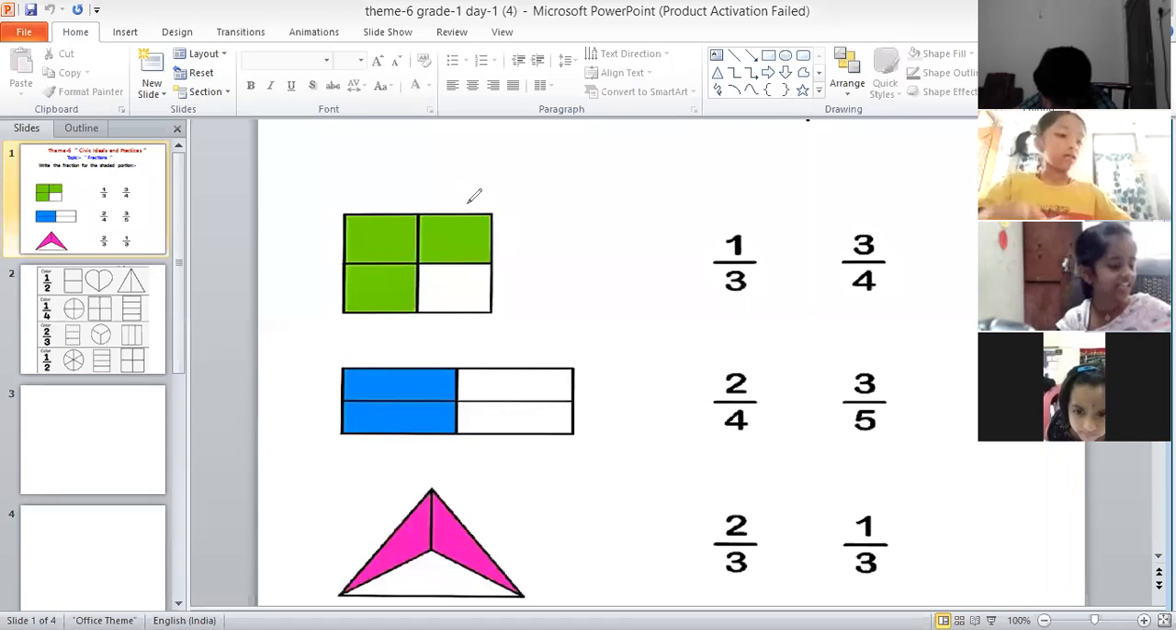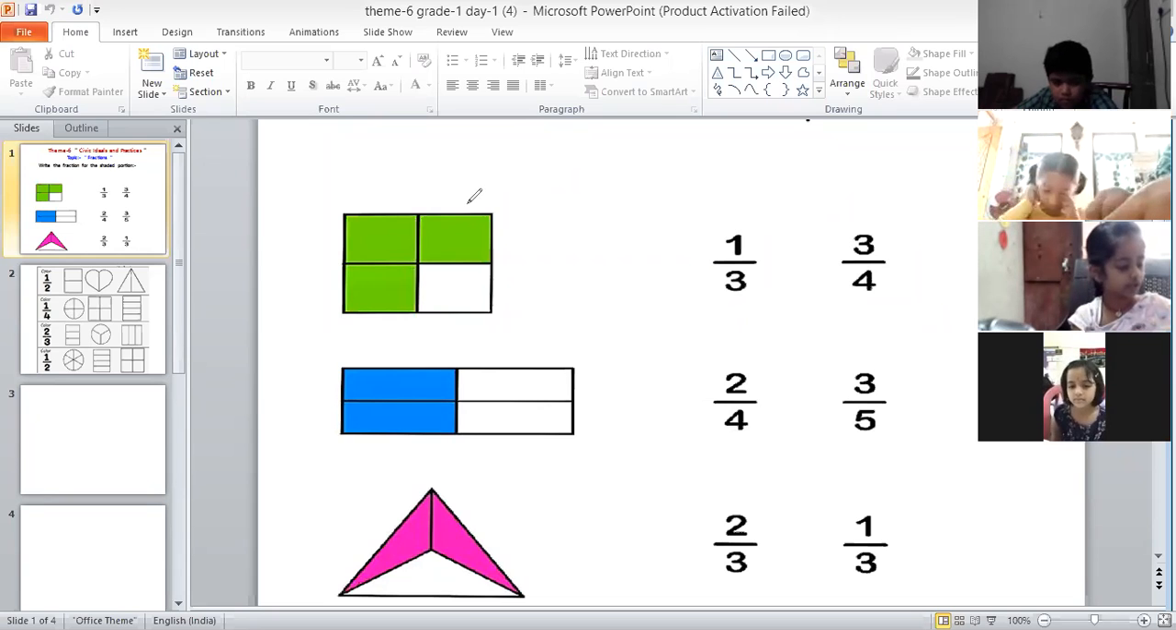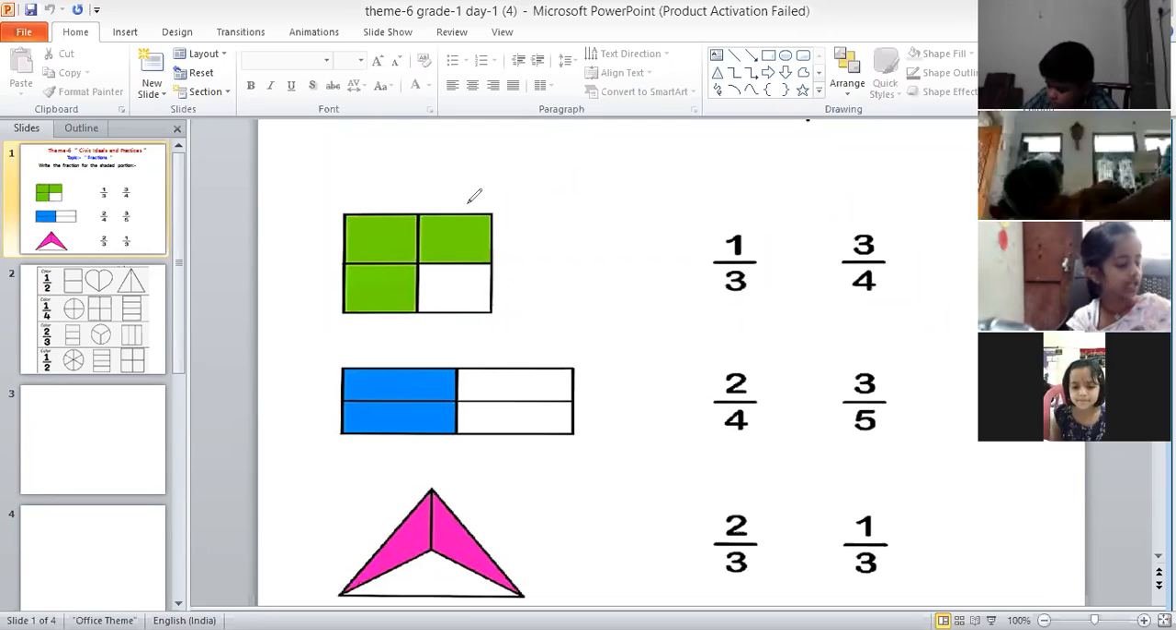Now, out of these 4 parts, how many are shaded? 3. Yes. Children, this first shape, that is a square, it is divided into 4 parts, and out of these 4 parts, 3 parts are shaded. Now, Mana, tell me what will be the correct answer. What will be the fraction for the shaded part? 1/3 or 3/4? 1/3. Is it 1/3? This shape is divided into how many parts, Mana?